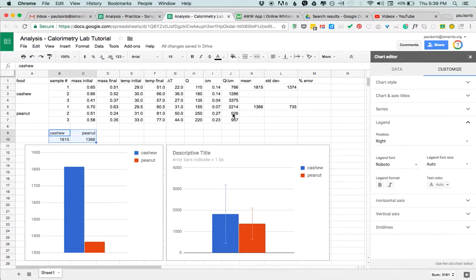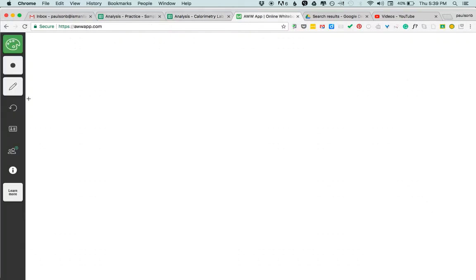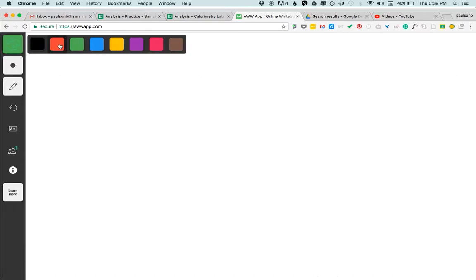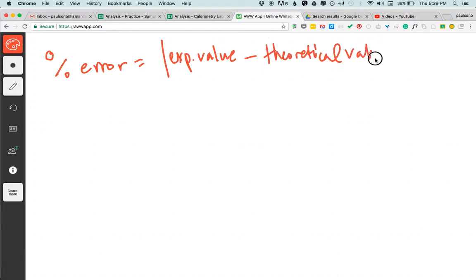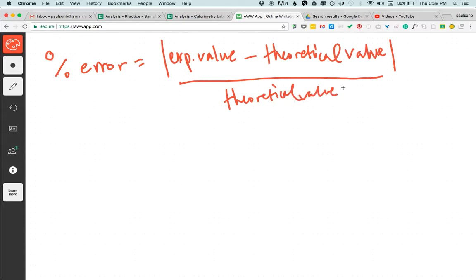But we have another piece of information, which is comparing these to reality, the expected value. What should we have gotten? So what we're going to calculate, and I'm going to go over to my red pen, is percent error. The calculation is pretty straightforward, not too complicated. We're going to take the absolute value of your experimental value minus the theoretical value. That's sometimes called the literature value. Basically, this is the true value, what we would really expect. In this case, it's going to be off of the food label from the nutrition package. And then we're going to divide all of that by the theoretical value, and multiply the whole thing by 100%. That's going to give us our percentage.